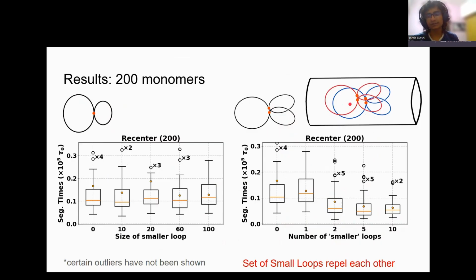Because each of these polymers repel each other entropically, even the smaller loops in the same manner do not want to stay mixed with other smaller loops due to entropic reasons. So when there are more of these smaller loops present in the system, there are more of these repelling elements, which tends to increase the rate of segregation and results in a decrease in segregation time.